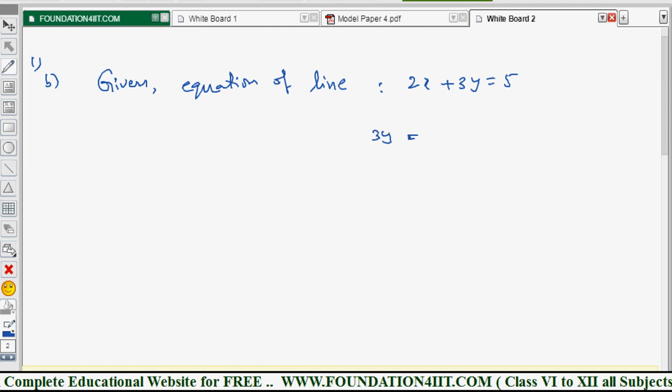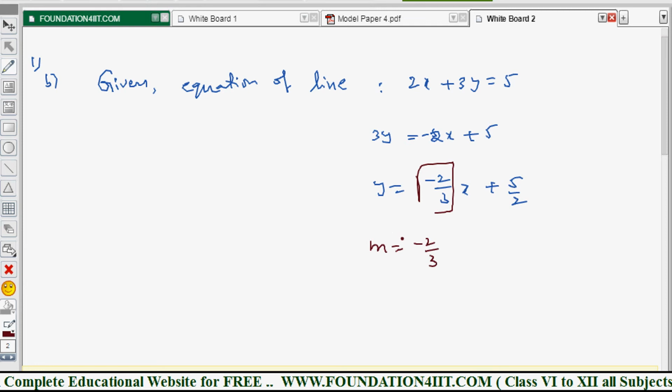That means if you convert into y is equal to mx plus c format, you can write 3y is equal to minus 2x plus 5. Then y is equal to minus 2 by 3x plus 5 by 3. If you apply m, the x coefficient, then m is equal to minus 2 by 3. Because slope is minus 2 by 3.